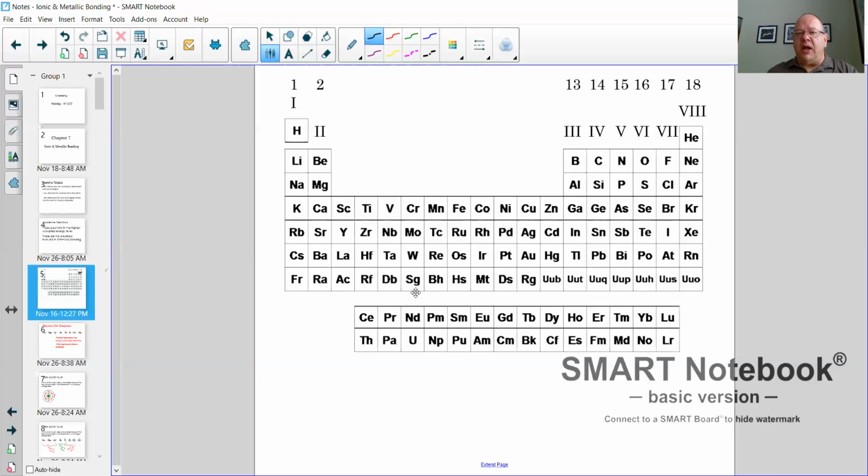So from here on out, if I ask you to find valence electrons, if I say, how many valence electrons does iodine have? We say iodine's in group 7. It's got 7 valence electrons. It's that easy.